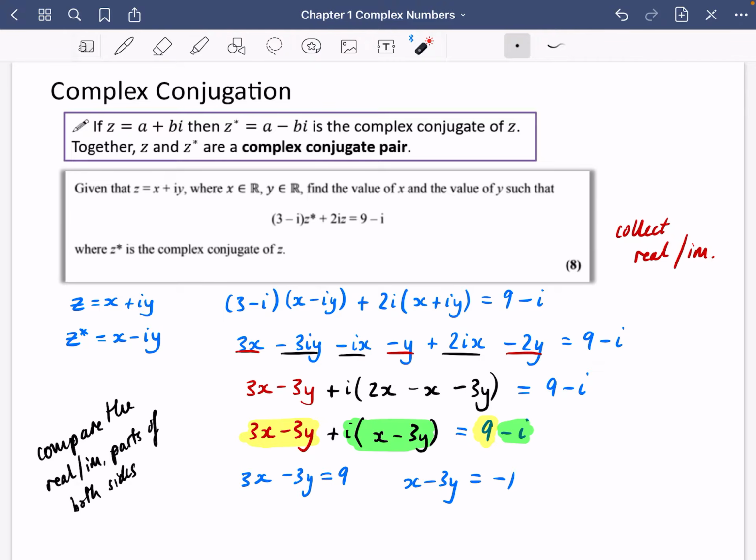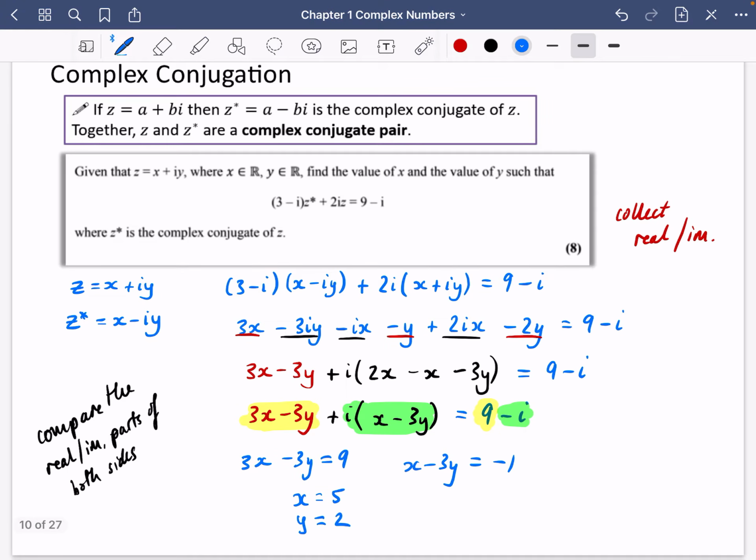Now, you could solve these manually if you wanted to, but I'm going to just go straight into my calculator. You should all have simultaneous equation solvers on your calculator. I'll put in 3x minus 3y equals 9, and x minus 3y equals minus 1. And very quickly it solves the equations for you. x is equal to 5, and y is equal to 2. So the value of x is 5, and the value of y is 2.